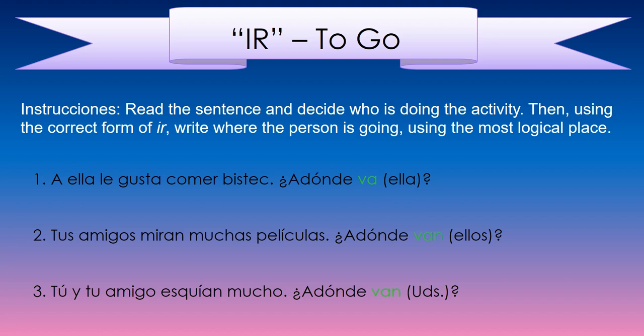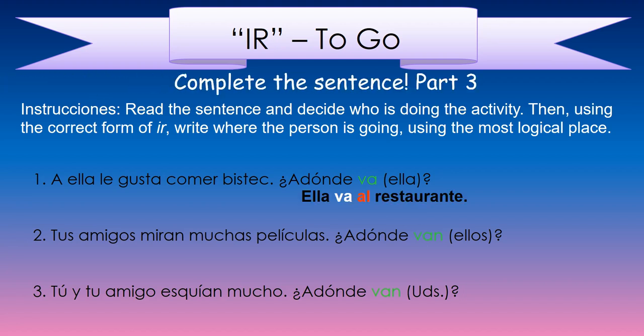All right, número 1 again. A ella le gusta comer bistec. ¿A dónde va? Ella va al restaurante. Número 2. Tus amigos miran muchas películas. ¿A dónde van? So where are they going to watch a lot of movies? Ellos van al cine.